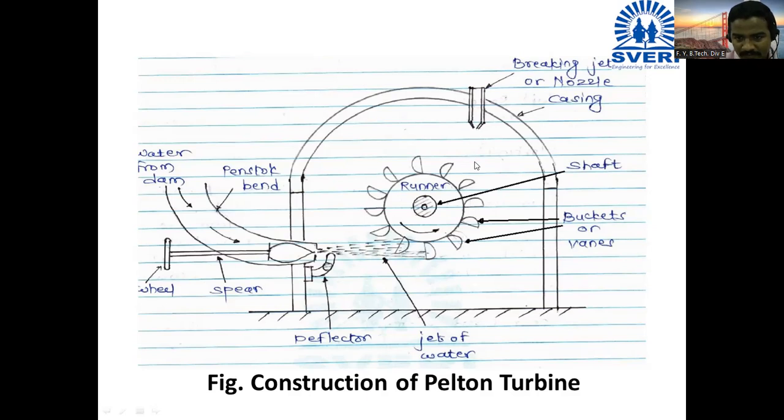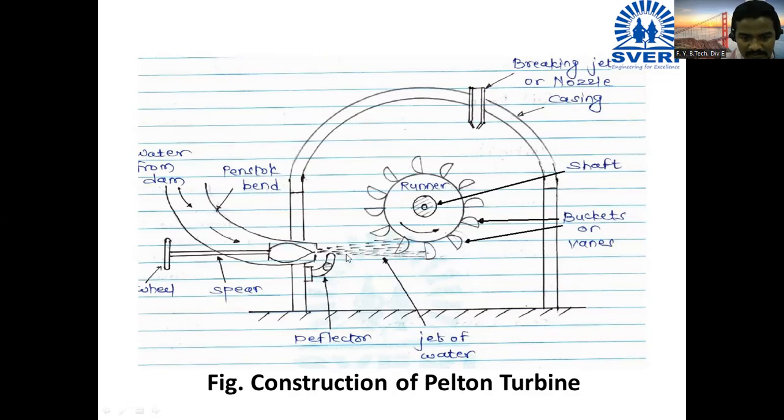If the water comes from there, it should fall in the bucket; otherwise if it falls beyond the bucket, the braking jet is of no use. So you should take care of the position of the braking jet and the runner and the blades present over it. The buckets and the flow of water from the braking jet should be in line.